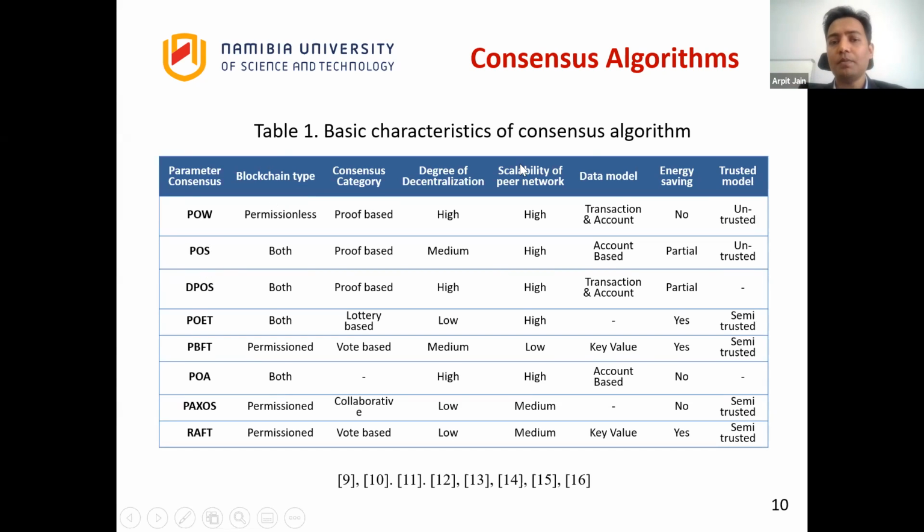And on the top row, you can see the parameters: which type of blockchain it is, what the consensus categories are, degree of decentralization, and scalability, whether it is high, low, or medium scalable for the specific domain. Then data models, which type of model they use, either transaction-based, account-based, or key-value-based. Then energy saving or not, whether it requires high or heavy computational resources, and trusted model: trusted, untrusted, or semi-trusted. So this is the comparative analysis between various algorithms. These are just the basic characteristics.